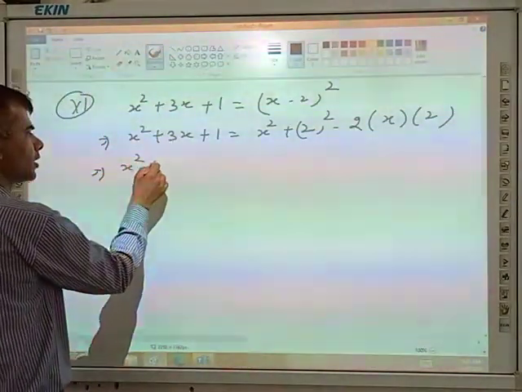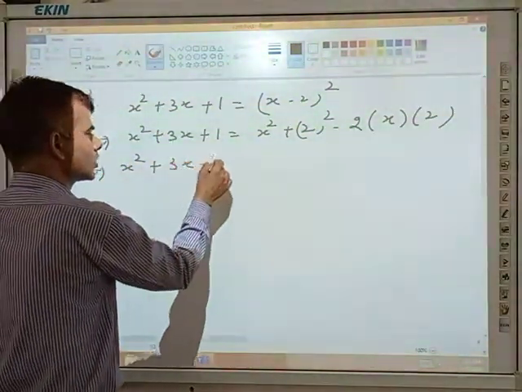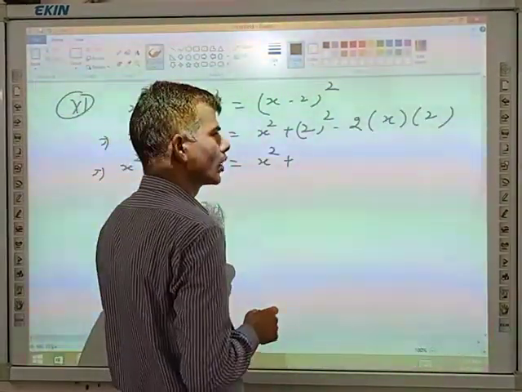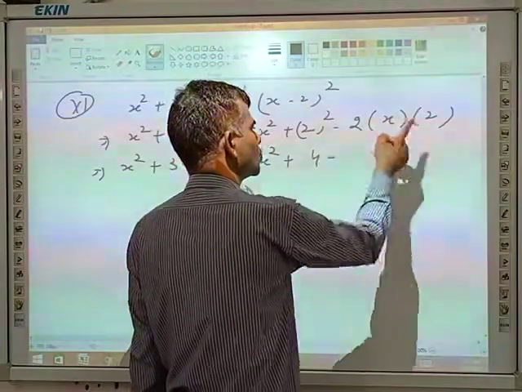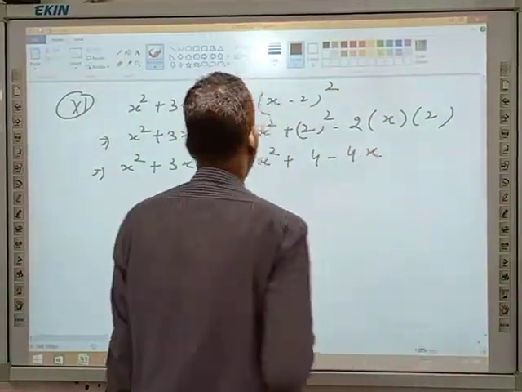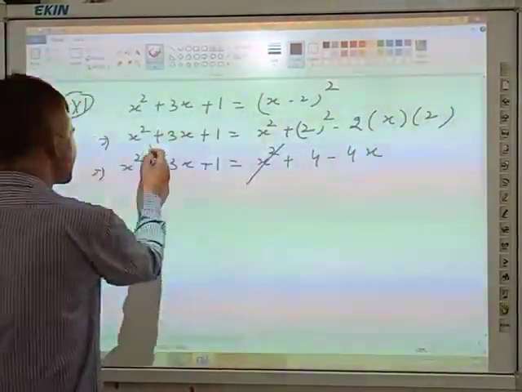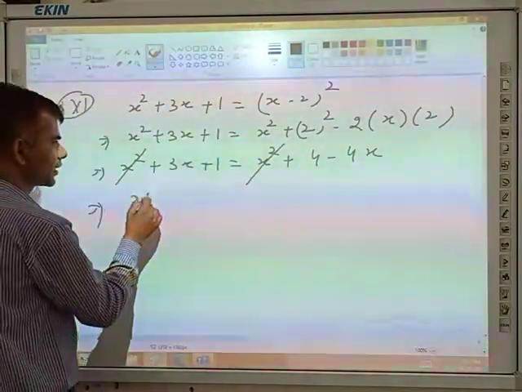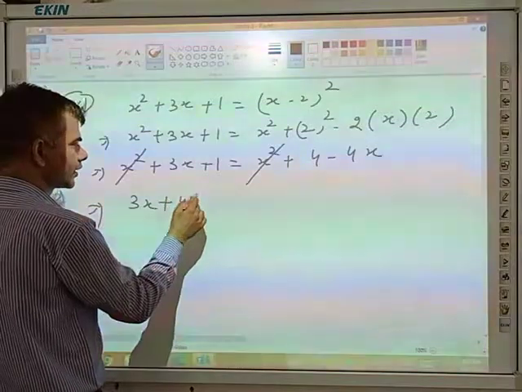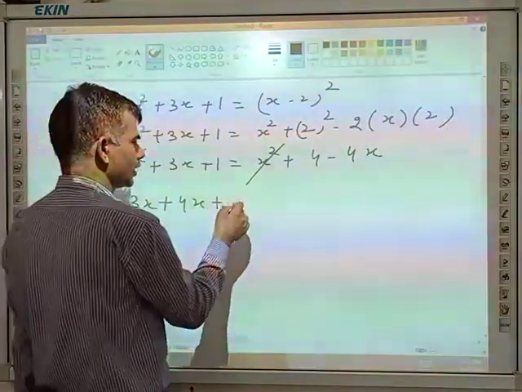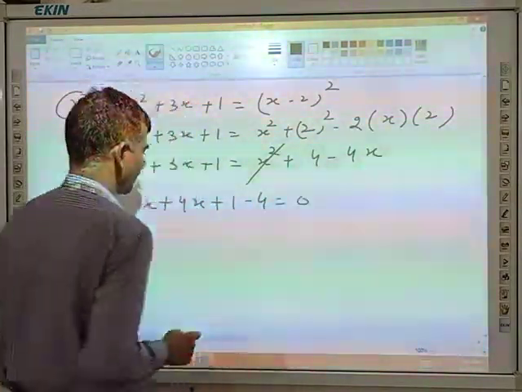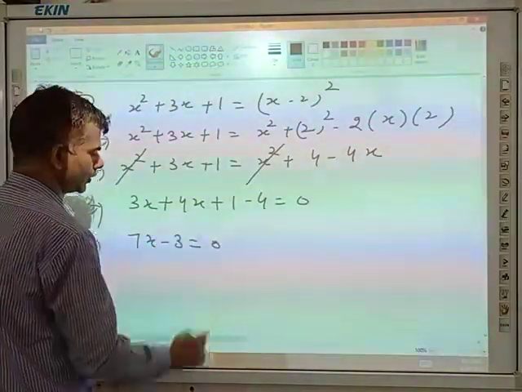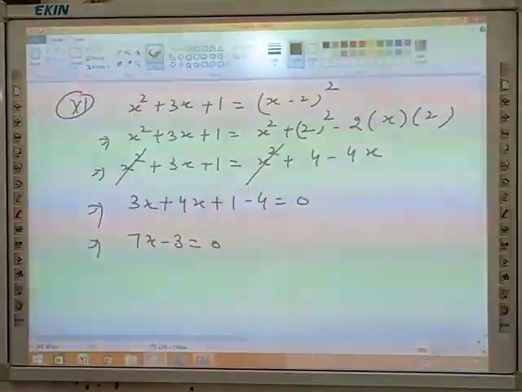x square plus 3x plus 1 is equal to x square, square of 2 is 4, 2 twos are 4x. Student, x square and x square cancel out. Now 3x plus 4x plus 1 minus 4 equal to 0. 7x minus 3 equal to 0.